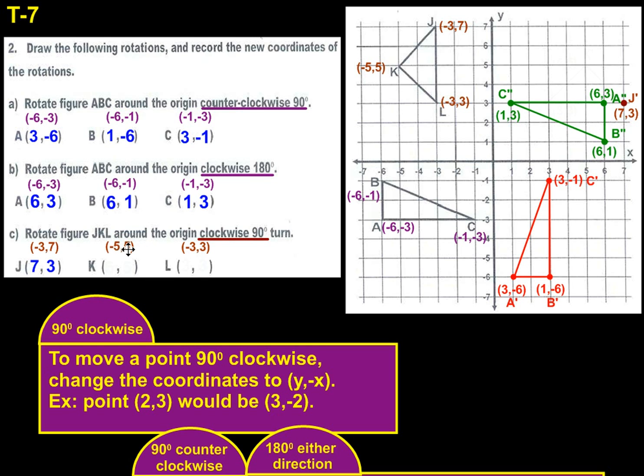For K, we are bringing y to the front, so this 5 is going to be my new x-coordinate, and the negative of the x is going to become my new y-coordinate. Well, a negative of a negative 5 is going to become a positive 5, so this is going to become 5, 5. And that goes right up here.